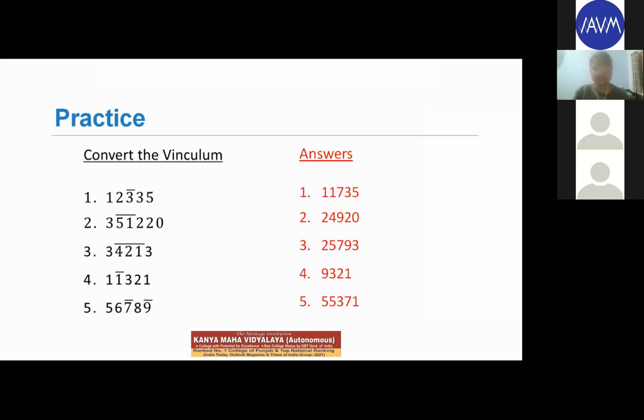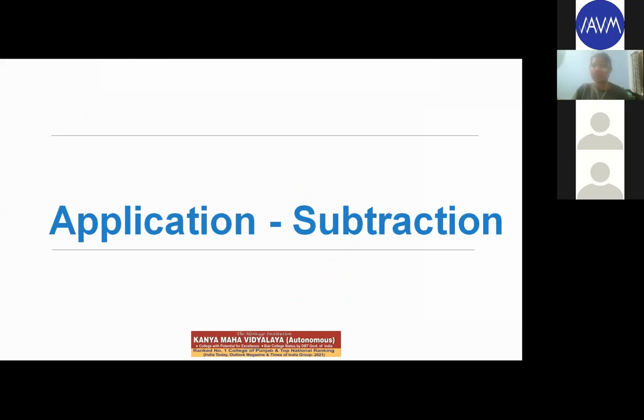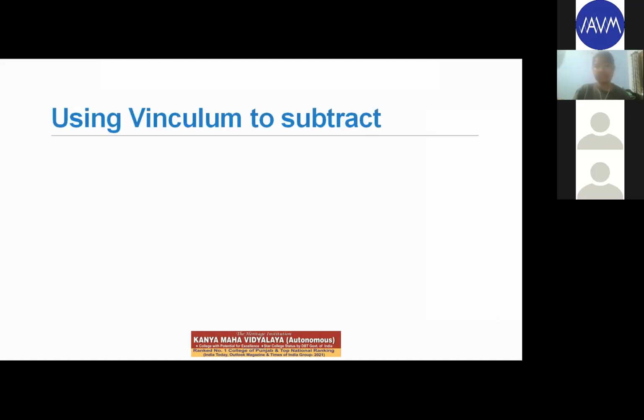So moving ahead, the first application of Vinculum is subtraction, which I'm sure you all find very hard to do whenever there are digits like 6, 7, 8, and 9. So here we can use Vinculum, like in this example, 74 minus 8. Here we are using the conventional, boring method as usual, but now we are going to use Vinculum. So what we have to do is 8 minus 4, which means 4, right?